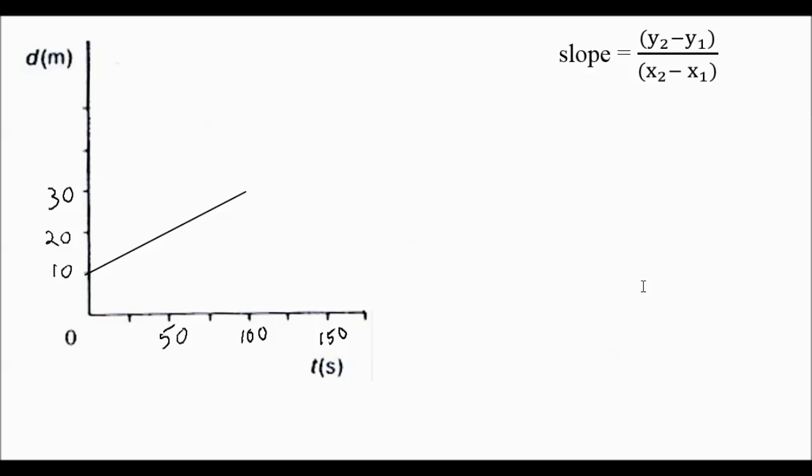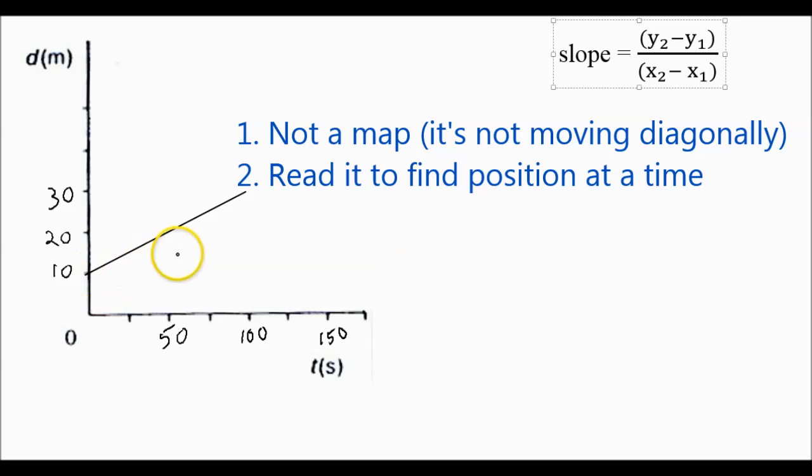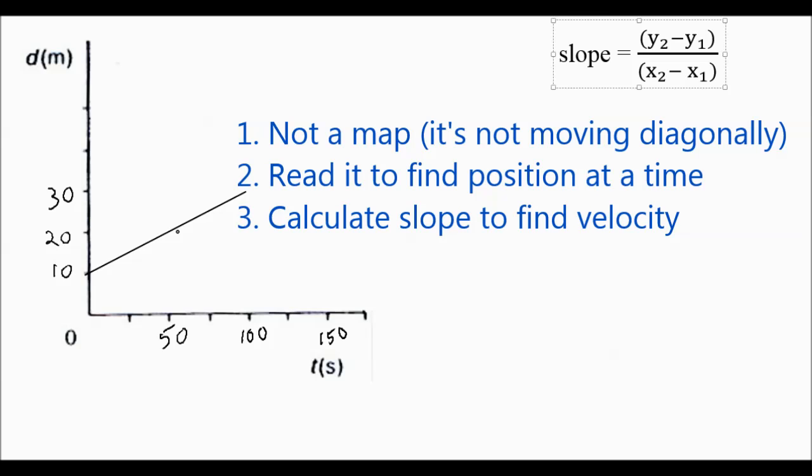Distance time graphs are a lot easier to read if you can remember that, one, these are not maps of the motion, they are models of the motion. So if you look at these graphs, you can see two things when you have a distance time graph. You can see the position of the object at any given time just by reading the graph. And you can find the speed or velocity at any given time just by finding the slope.